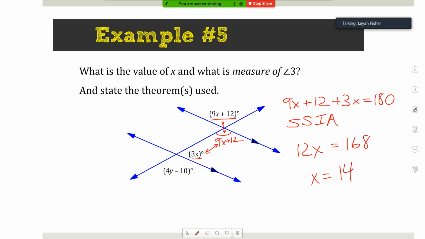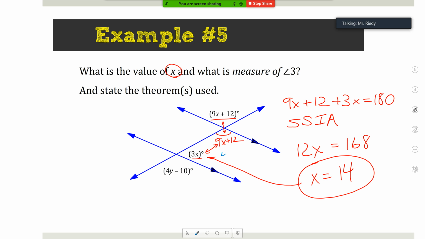I haven't gotten that far, but you would subtract 180 from, like, you would subtract 14 from 180. Keep going. And then you would set 4y minus 10 to that value. Well, okay, you're on the right track, but we got to plug 14 in there. Oh, yeah. So this angle would be 42.